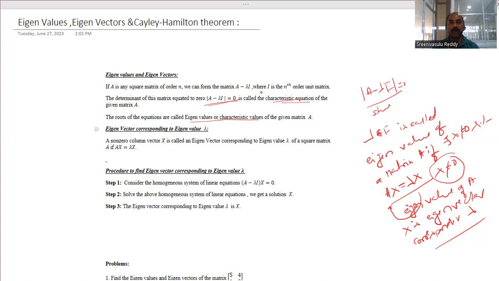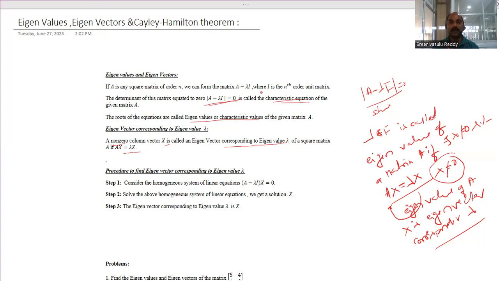Eigenvector corresponding to an eigenvalue. For example, lambda is one of the eigenvalues. Corresponding to the eigenvalue, there exists a non-zero vector x. You must keep in mind non-zero, not zero. A non-zero vector x is called an eigenvector corresponding to lambda of a square matrix A if Ax equals lambda x. After pre-multiplying A with x, pre means left-hand side, post means right. Pre-multiplication of A with x gives lambda x, and then x is called the eigenvector corresponding to lambda.